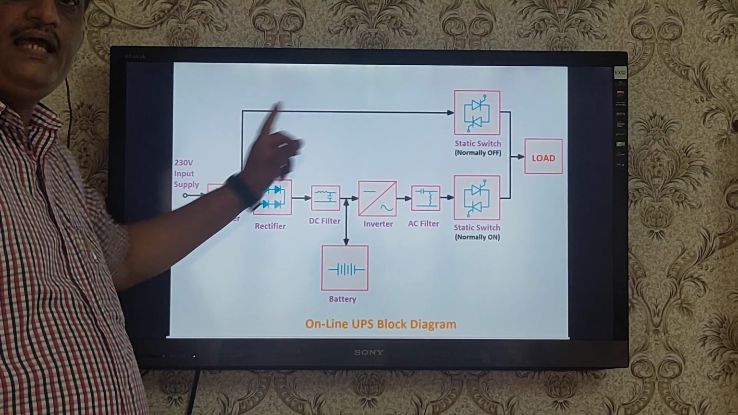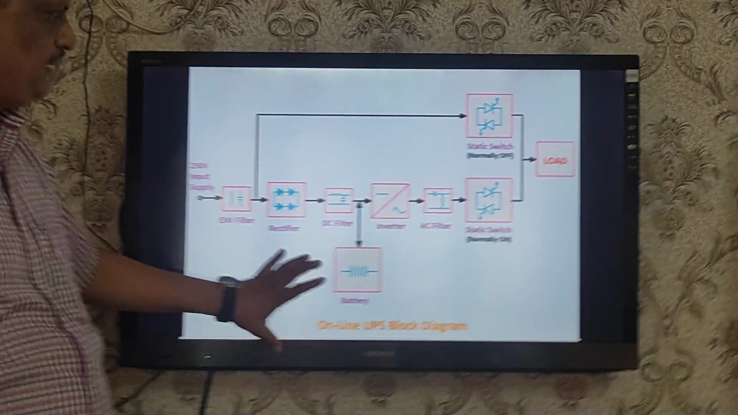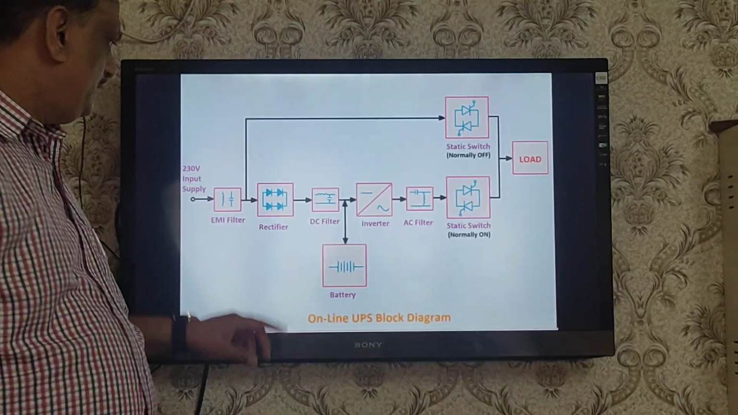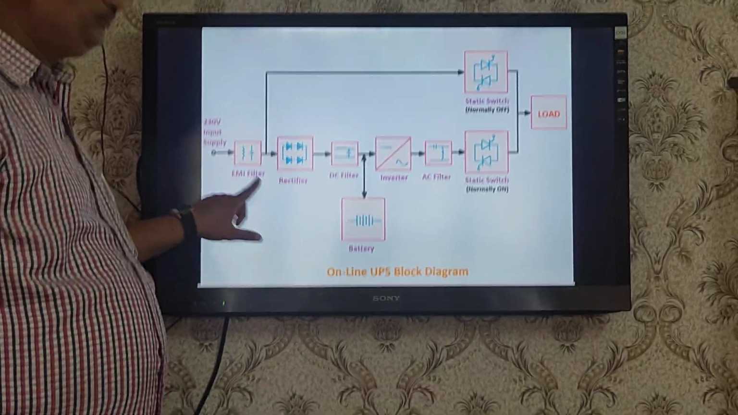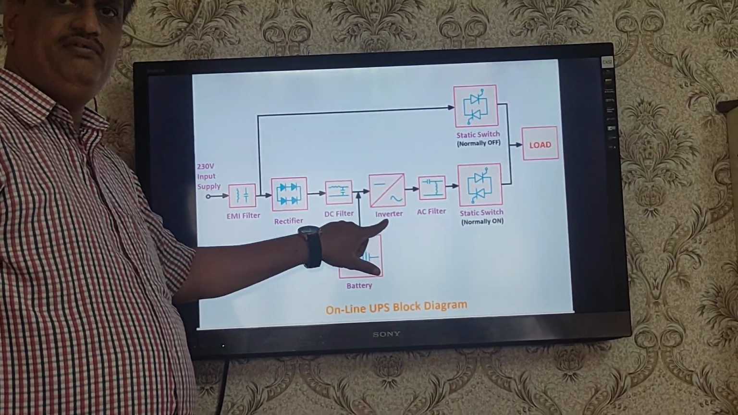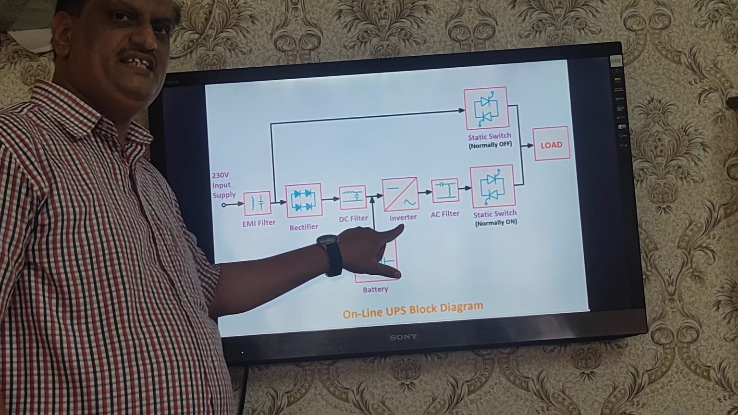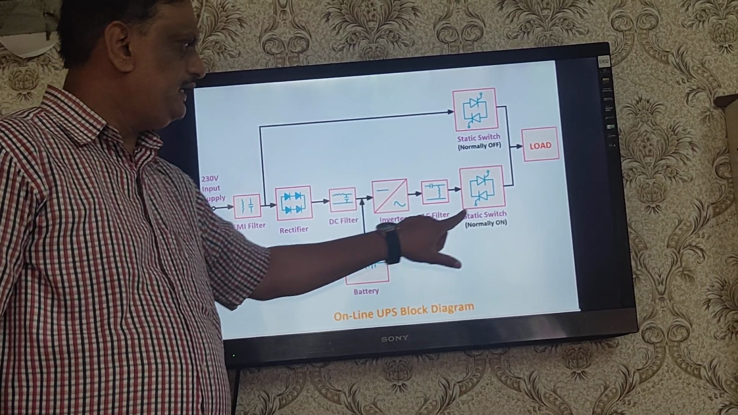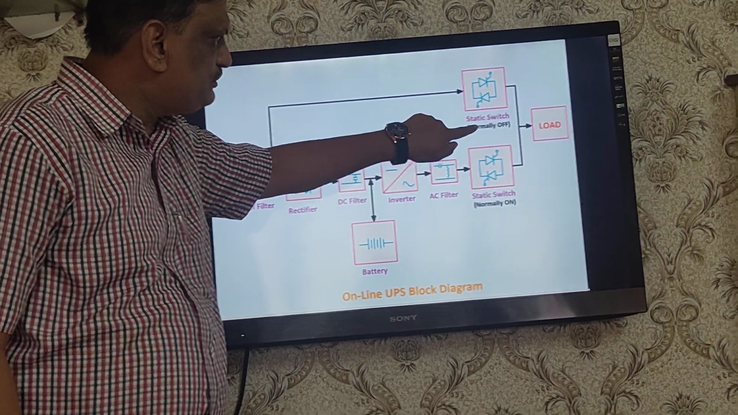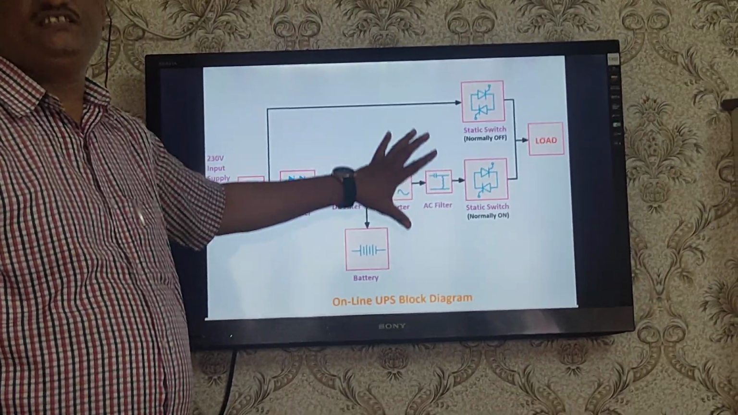Now the functional block diagram of the online UPS system. In this functional block diagram, what are the blocks included in the UPS system? There is the EMI filter, rectifier, DC filter, then the inverter, which has the main role and is MOSFET or IGBT based, the AC filter, the static switch which is normally on, the static switch which is normally off, and the load for which we have designed this UPS system.